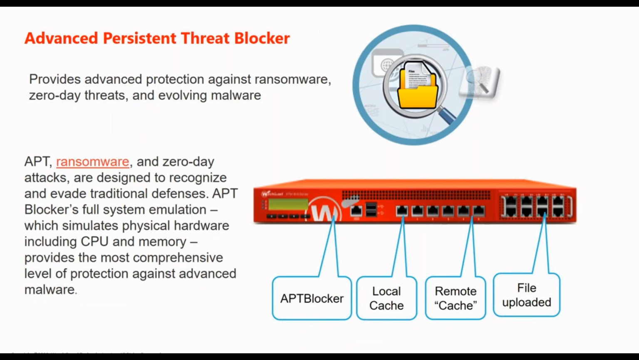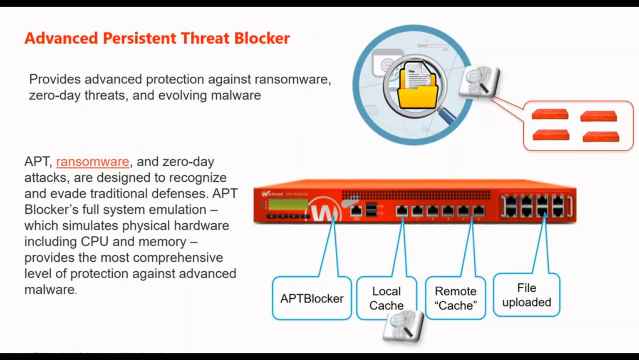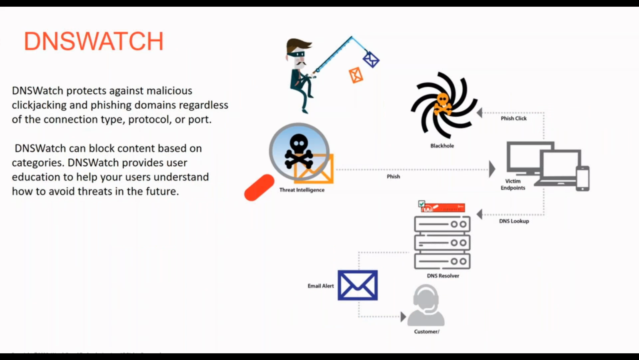Great. Now, the next thing that I want to talk about is DNSWatch. We talked about phishing attacks and how Canada is almost number one in Q1 as a target for phishing attacks. DNSWatch is going to protect against malicious clickjacking and phishing domains, regardless of the connection type, protocol, or port, because DNS resolution happens no matter what type of connection we have.